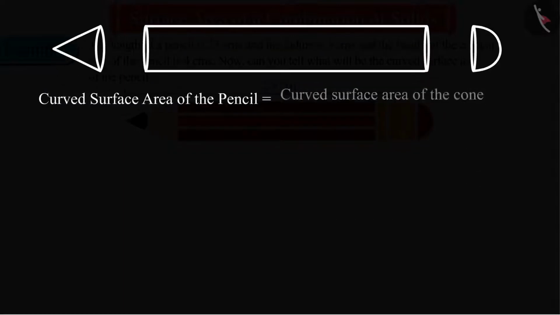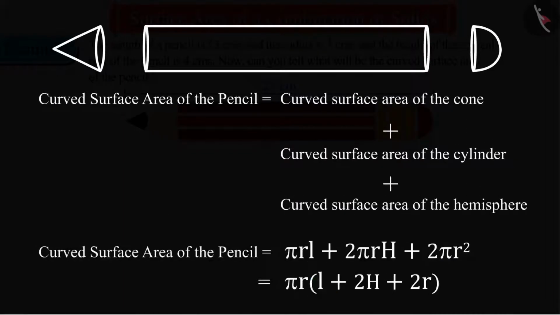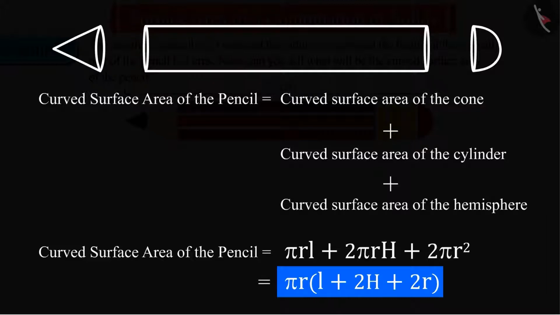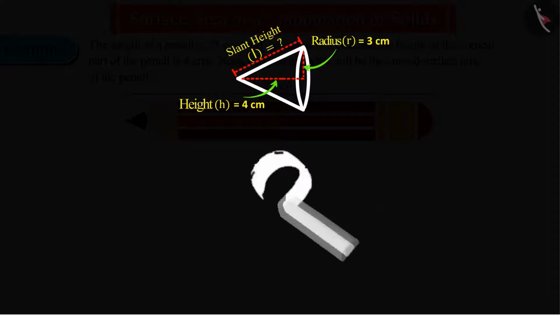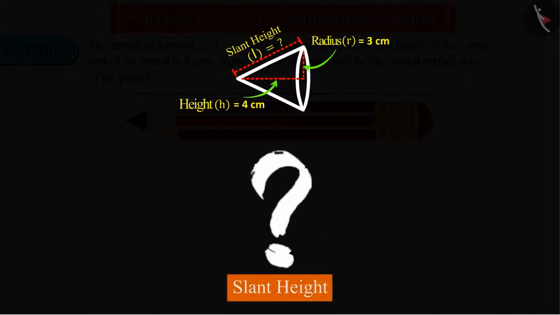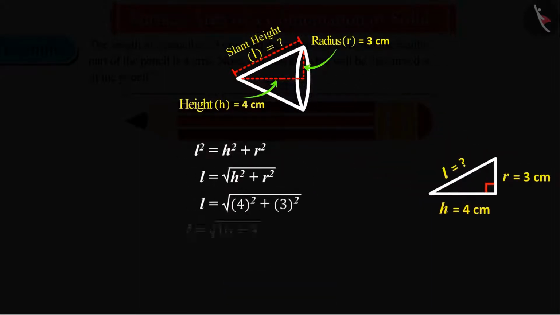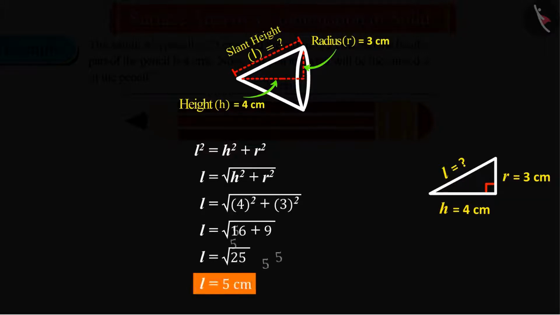Now, if we sum the curved surface area of these 3 figures, then we will get the curved surface area of the pencil. We know the height and the radius of the cone, but for the surface area, we need to find the measurement of the slant height L of the cone. So, can you tell what will be the slant height of the cone? We can find the slant height of the cone with this formula, which we get as 5 centimeters.